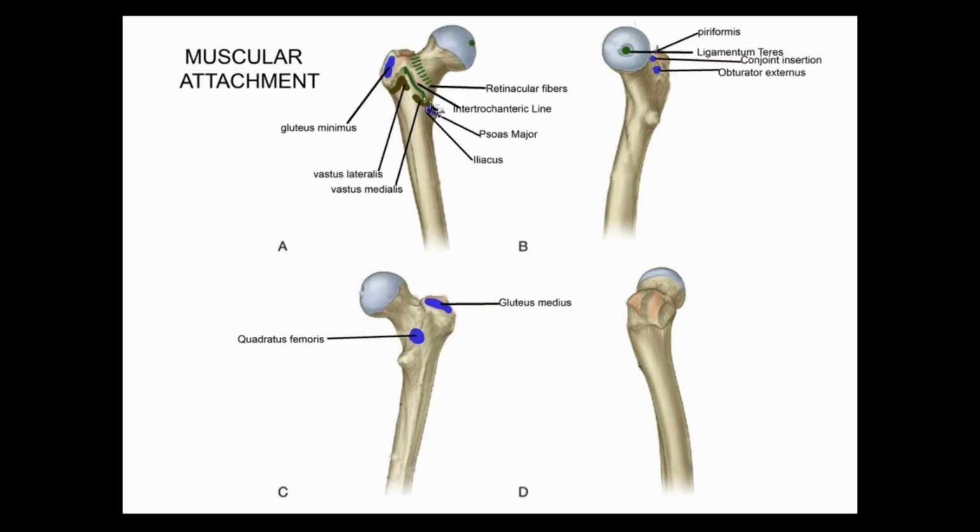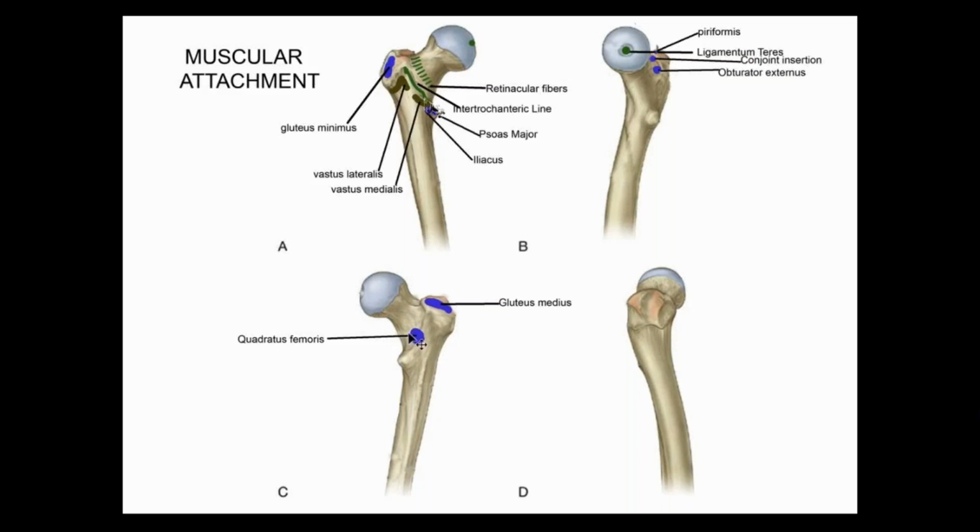Now, something about the intertrochanteric crest. This is the intertrochanteric crest. There is a quadrate tubercle in between, in the center. This quadrate tubercle receives the insertion of a muscle known as quadratus femoris.